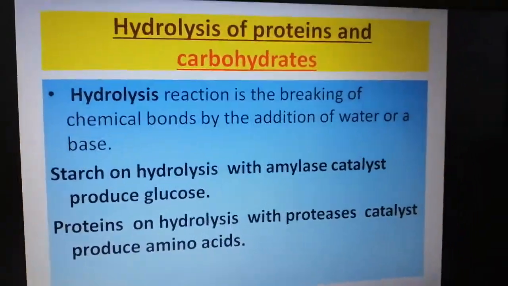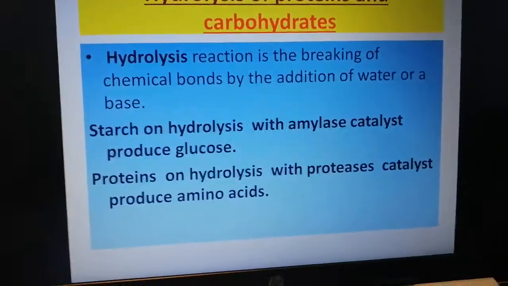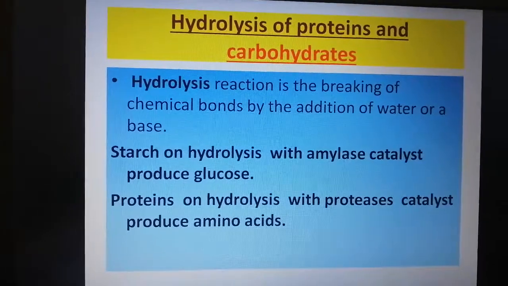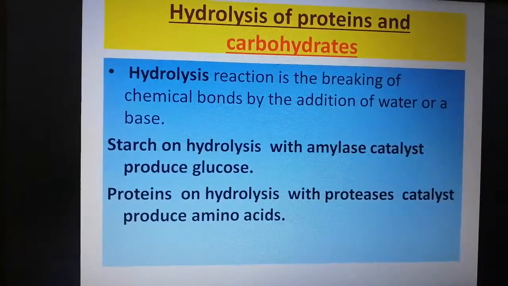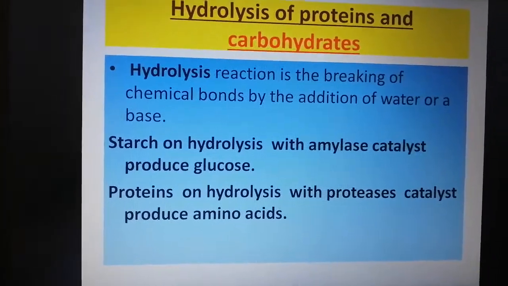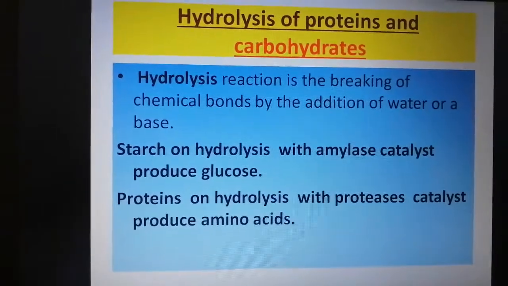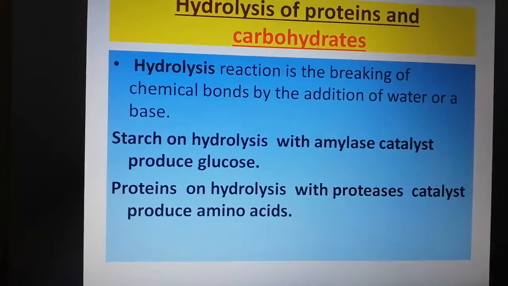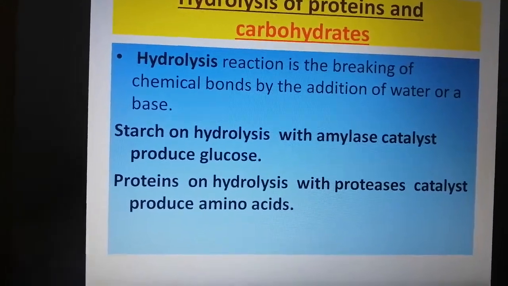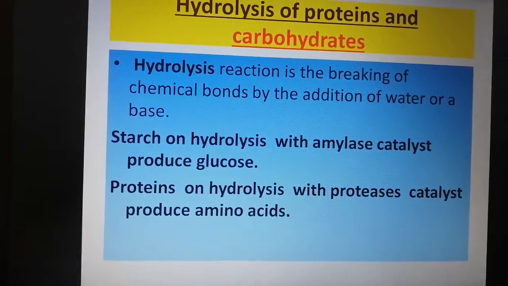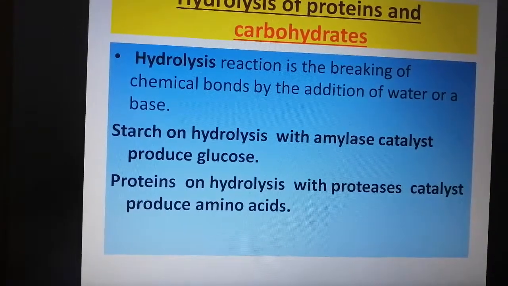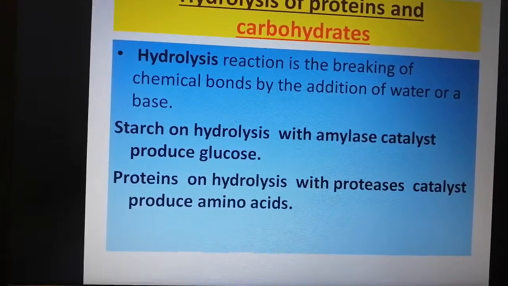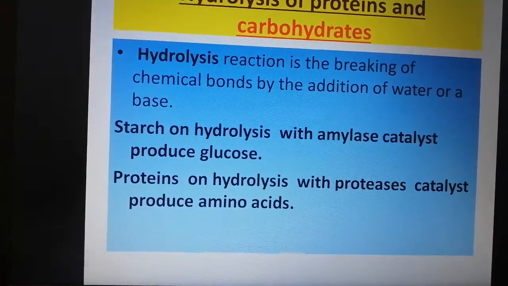Now we'll see the hydrolysis of carbohydrates and proteins. Hydrolysis means a reaction with water or a base. So starch on hydrolysis. Here I wrote carbohydrates. Starch is an example of carbohydrate. Starch on hydrolysis in the presence of a catalyst, amylase, will give you the monomer of starch back, that is glucose. We know that starch is made up of glucose monomers.